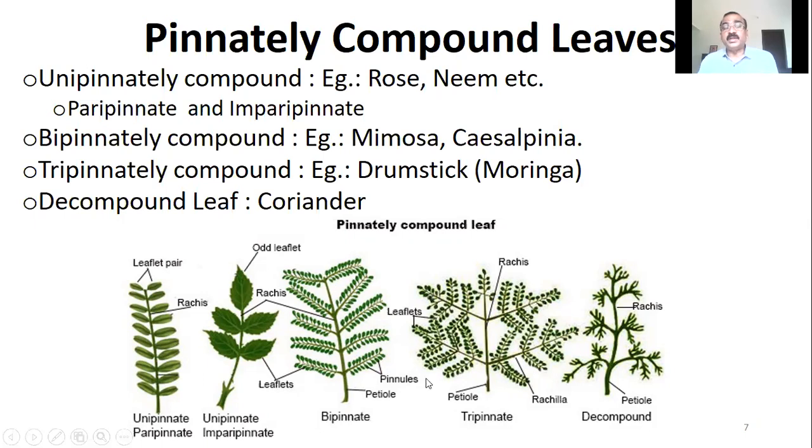Now drumstick, that is the moringa plant. If you have a drumstick plant at home, look at the leaf of the drumstick plant, you will find these kind of bipinnately compound leaves.